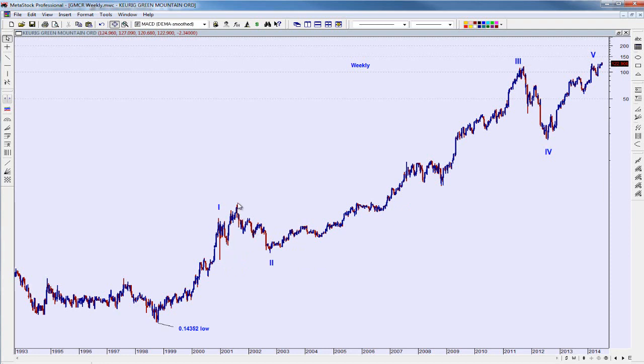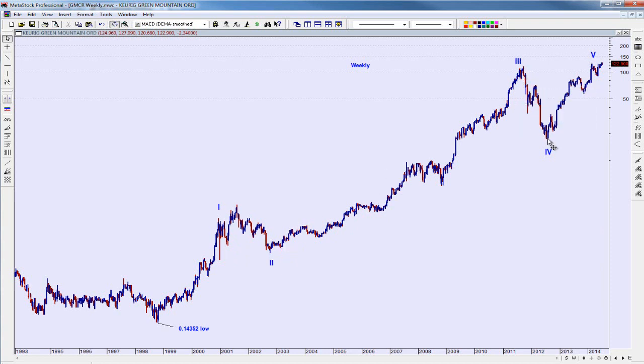And here's the flat, and it's more of an expanded flat because it went to B wave, went to a high beyond the beginning of A, and then the C went well beyond the ending of A also. So it's an expanded flat. And then we had this very strong third wave that ran from the bottom in 2002 all the way to a top in 2011. And so that's wave 3.